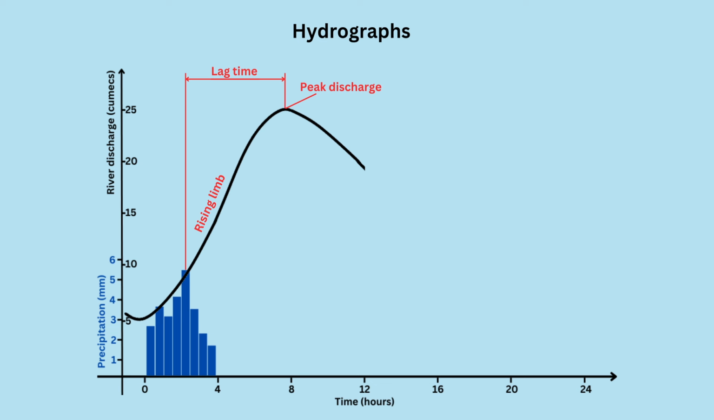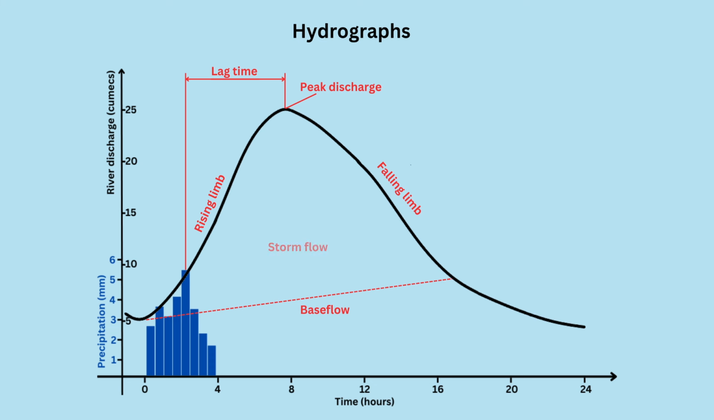As rainfall stops, water transferring to the river slows and discharge decreases. This is called the falling limb. Discharge is returning to the normal flow of water in the river. We call this the base flow.